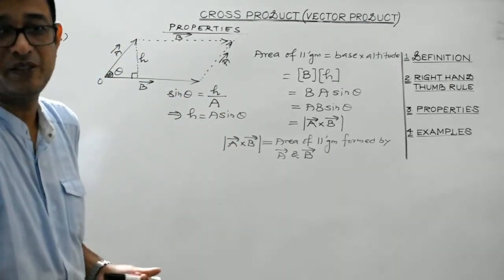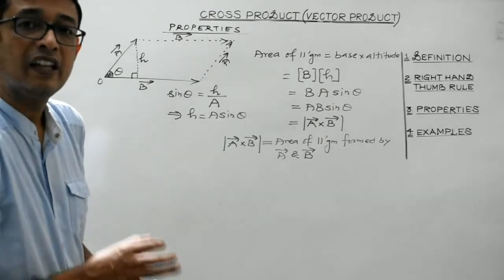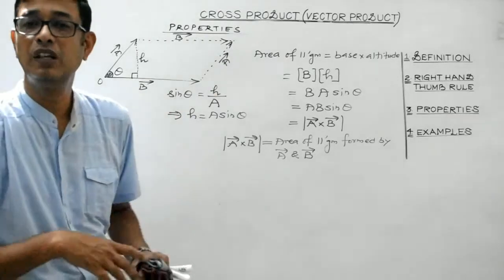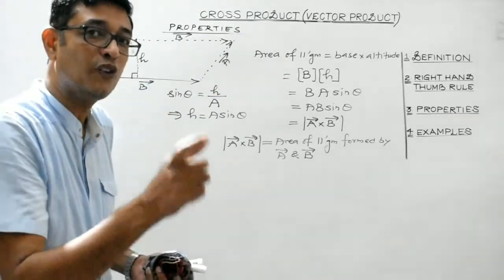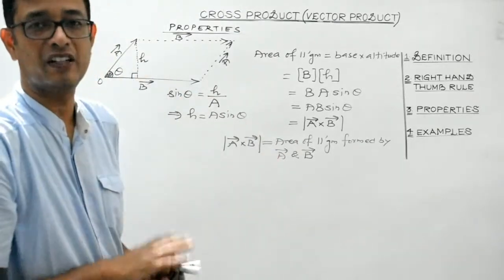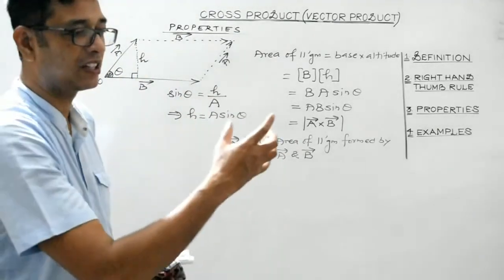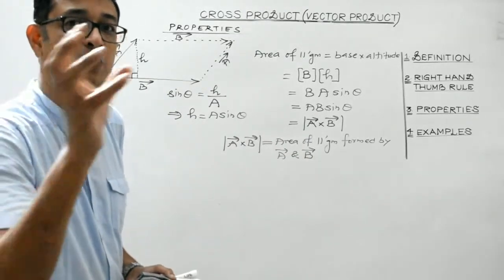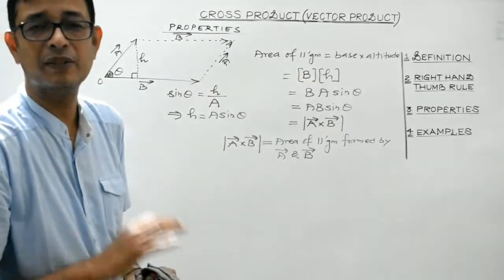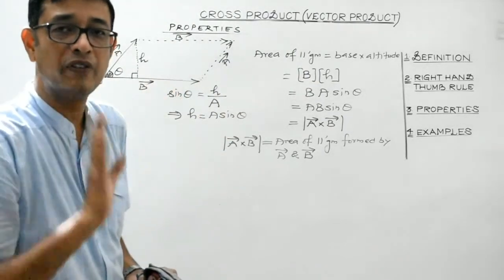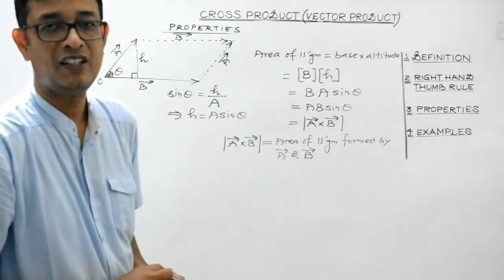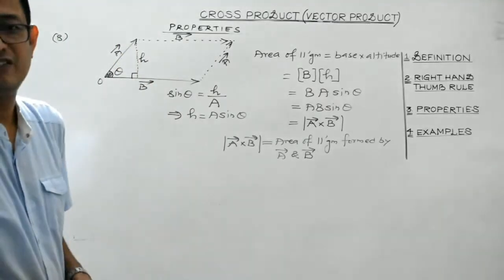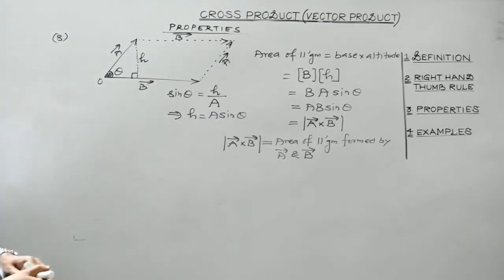So again I repeat this statement. The area of the parallelogram formed by the two vectors, a vector and b vector, is numerically equal to the magnitude of the cross product of a vector and b vector. Suppose the vectors a and b are given and you are asked to determine the area of the parallelogram formed by those two vectors. Then you are simply supposed to do the cross product of the two given vectors and find its magnitude. So that is how you can obtain the area of the parallelogram formed by a vector and b vector. Clear, students?